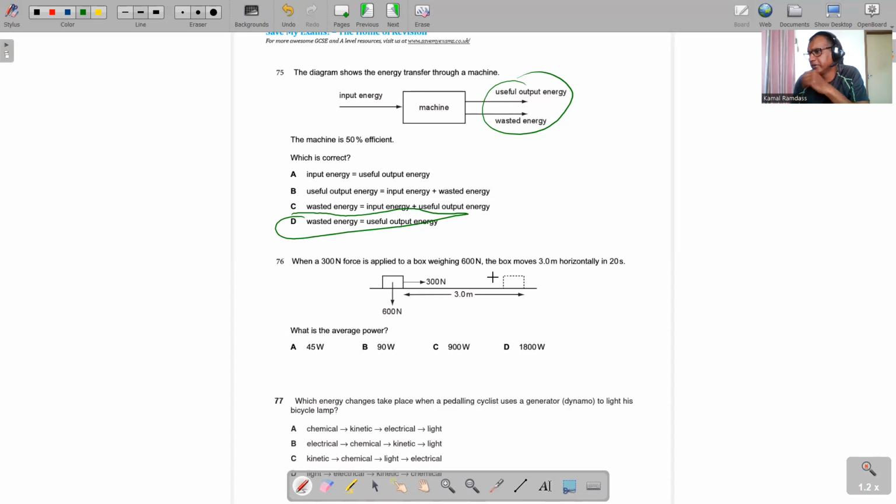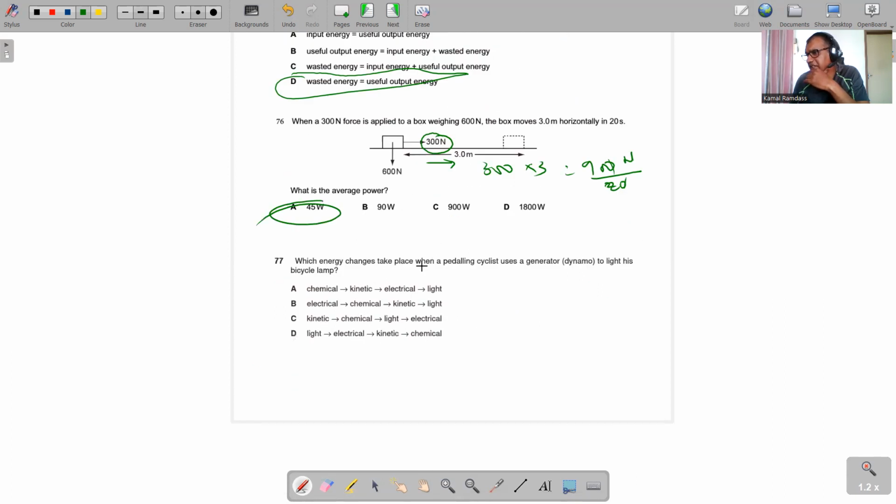When a 300 Newton force is applied to a box, the box moves 3 meters horizontally in 20 seconds. What is the average power? Because the force is in the direction of the motion, the work done is 300 fois 3, on gagne 900, dans 20 secondes. 90 divisé par 2, c'est 45 watts.